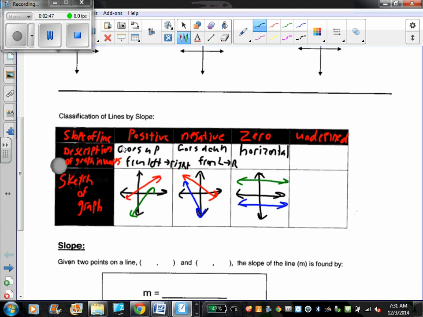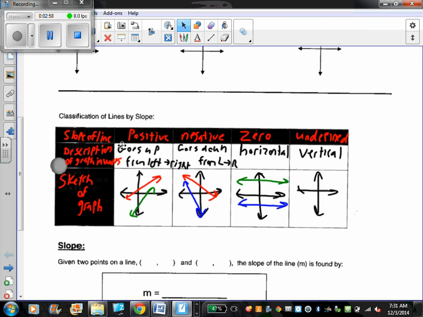And lastly, lines with undefined slope are vertical lines. Axes. So this red line will have an undefined slope as long as it's parallel with the y-axis, and so will this blue line. So those are the different slopes that we can have. We could have positive ones, negative ones, 0, and undefined.